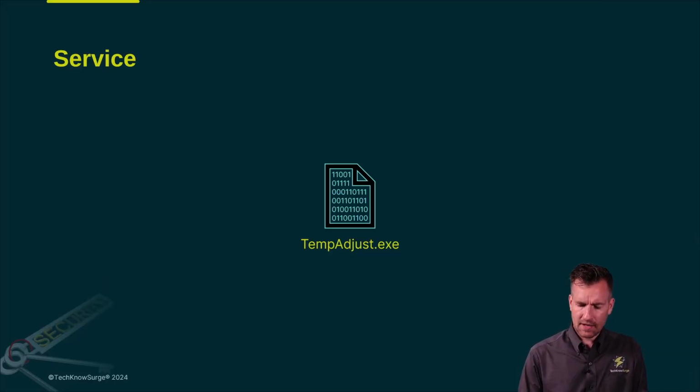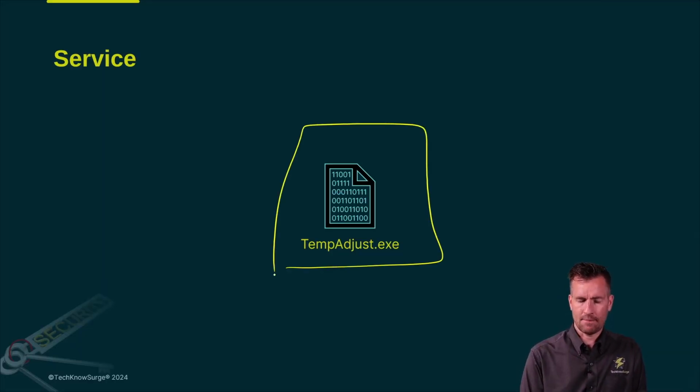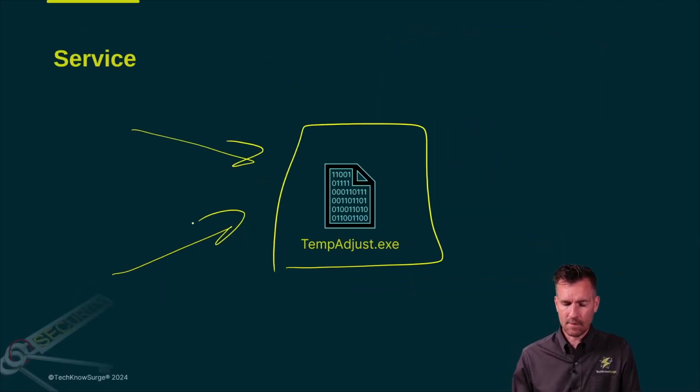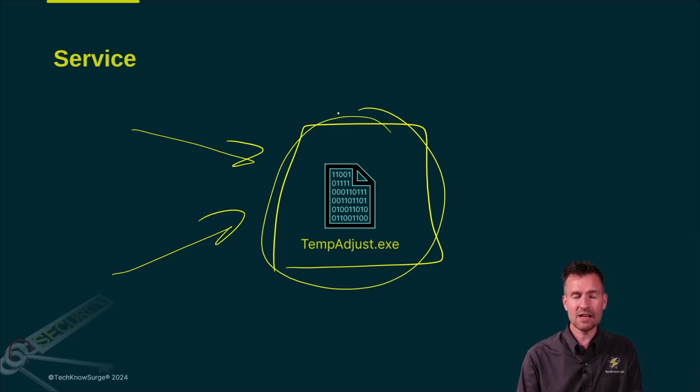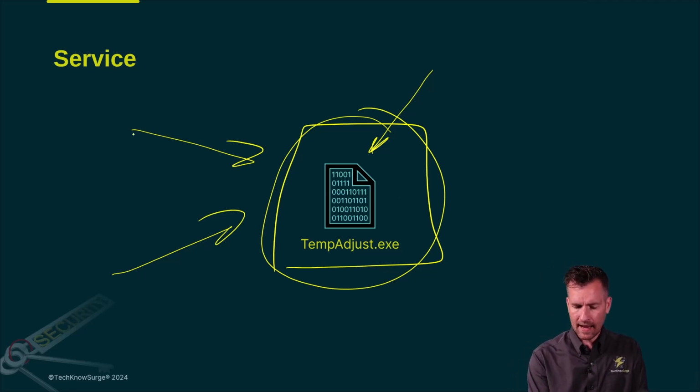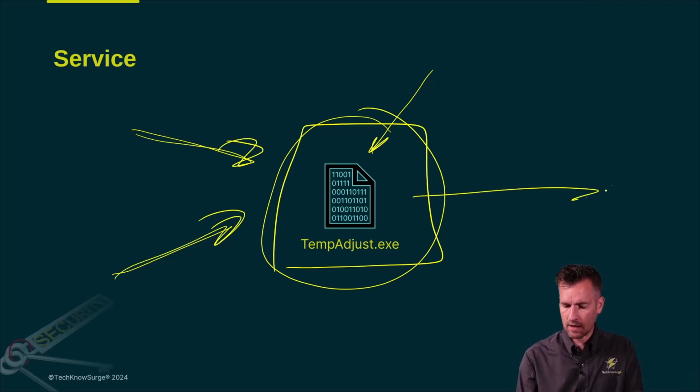Let's give an example. I've created a program, and this program is going to monitor the temperature outside and monitor the temperature inside. Based off of that information, it might turn on my heat or my AC in my home. So this is just a simple little program that has a couple of inputs, and then it will do something based off of those inputs.